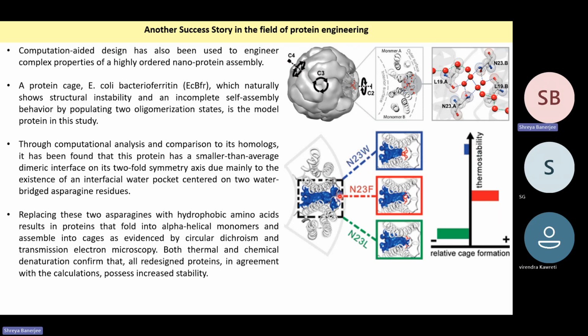So like that, the protein was engineered in such a way that the asparagine was removed. This eliminated the water pocket because the waters were held by the asparagine, and the asparagine was replaced by leucine. Because the leucine side chains are aliphatic and they can have stabilizing hydrophobic interactions, because of this mutation, the stability of the self-assembled structure was improved.